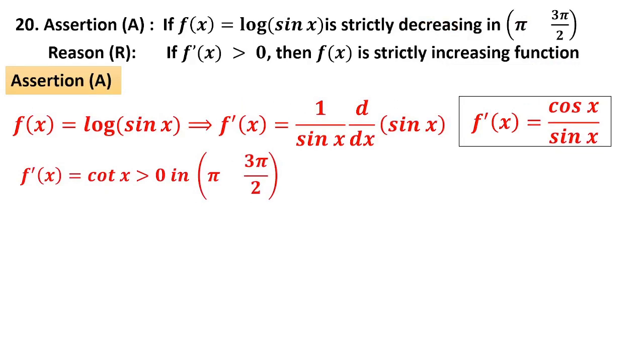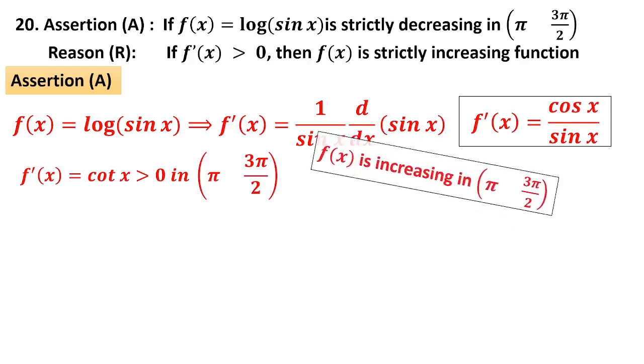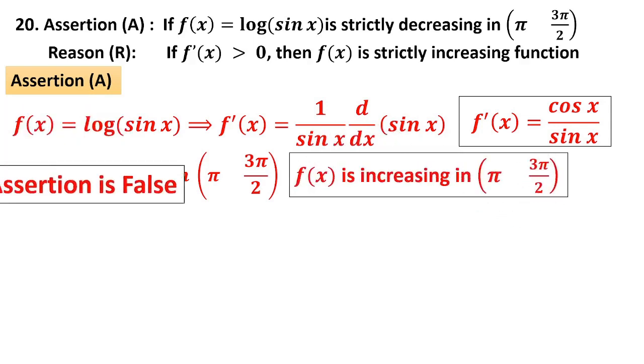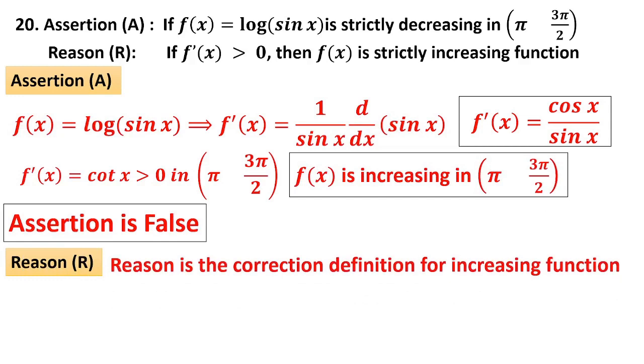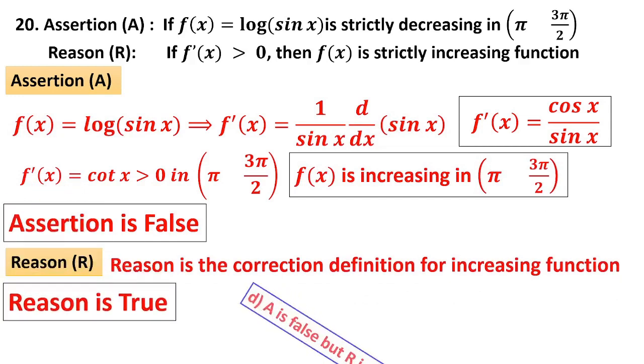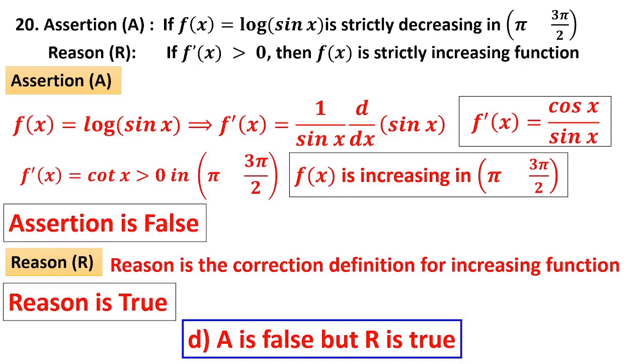But cot x is greater than 0 in pi to 3 pi by 2 because pi to 3 pi by 2 is the third quadrant, all silver T. Therefore, it is positive. But it is given that strictly decreasing. Therefore, assertion is false. But reason is true because it is the definition of the increasing function. Therefore, the option is D. A is false, but R is true.